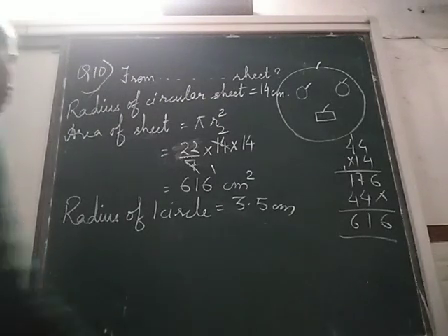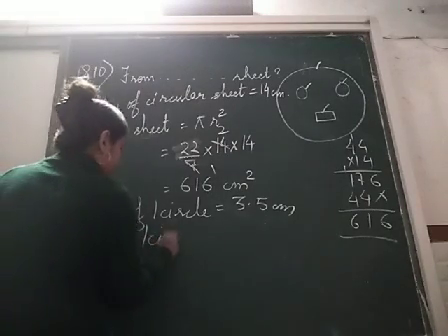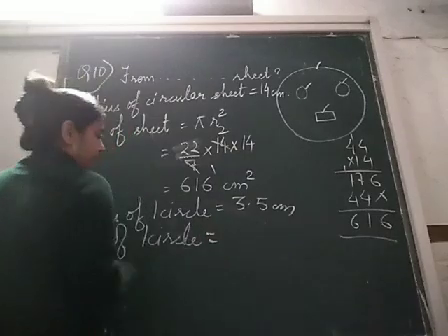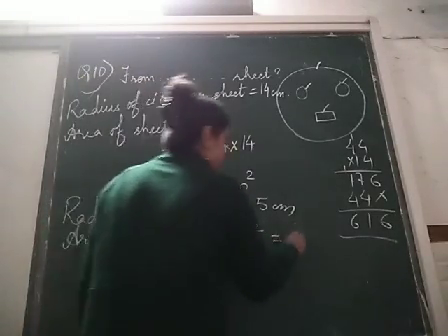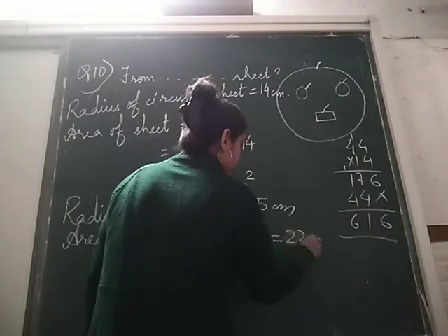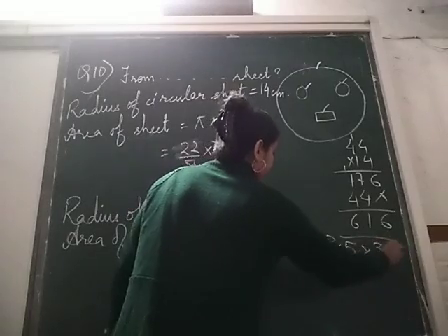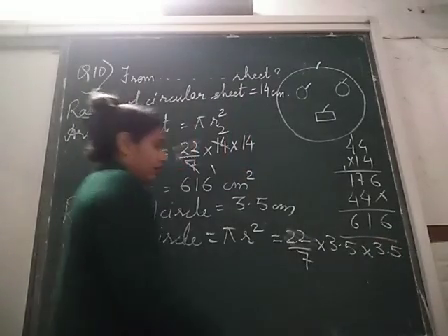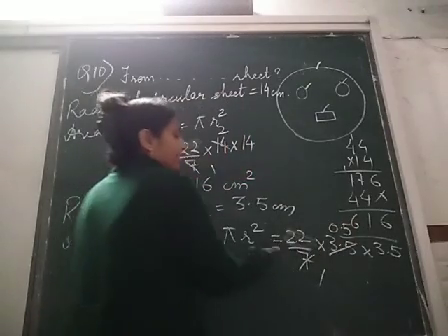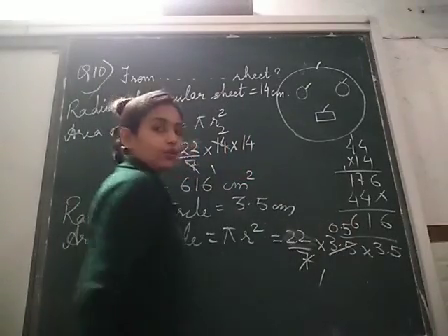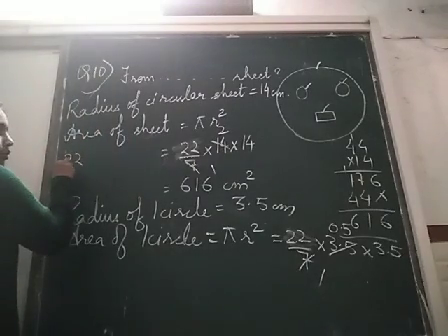3.5 centimeters. So, area of one circle is pi r square. That is pi 22 by 7 into 3.5 into 3.5. Now we divide: 7 ones are 7, and 7 fives are 35, so 0.5. So 22 into 0.5 and then into 3.5. Let's do it. I am doing it here. 22 into 5.